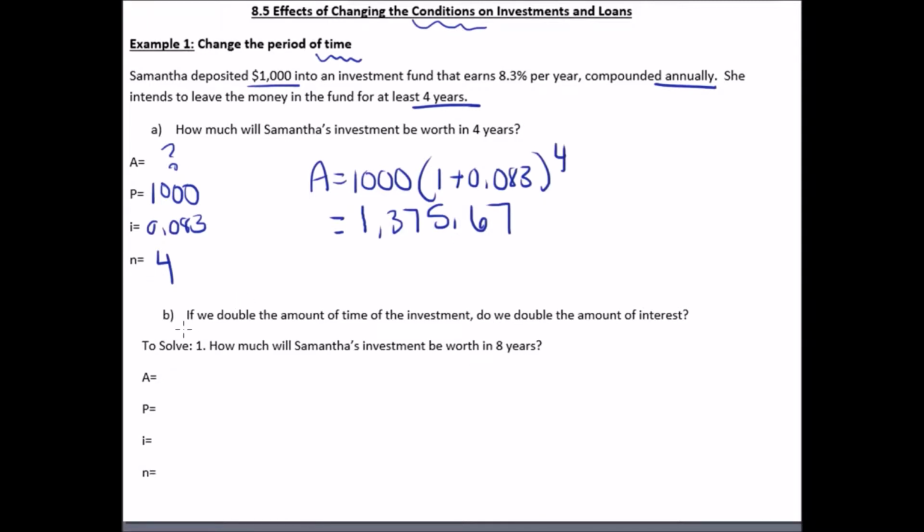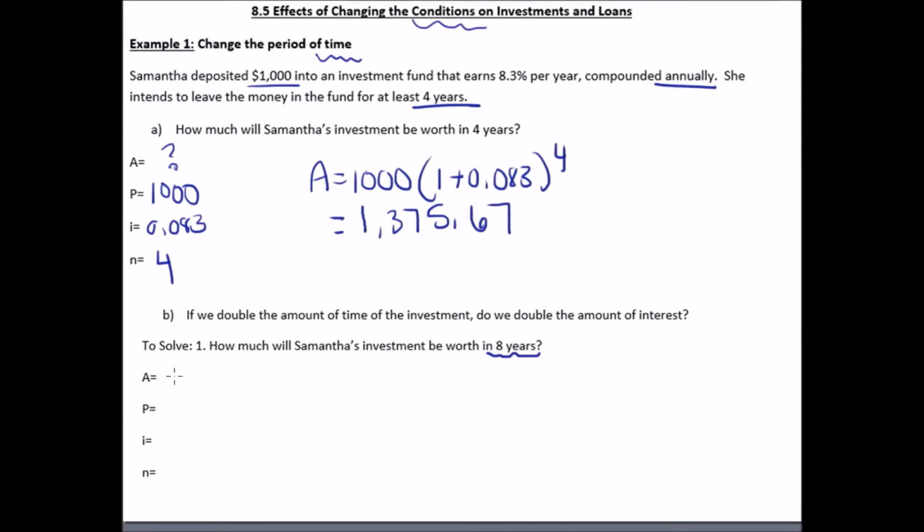with this situation. If we double the amount of the time of the investment, let's take a look at if we double the actual interest. So what happens if Samantha's investment is invested for 8 years? So how much will Samantha's investment be worth?